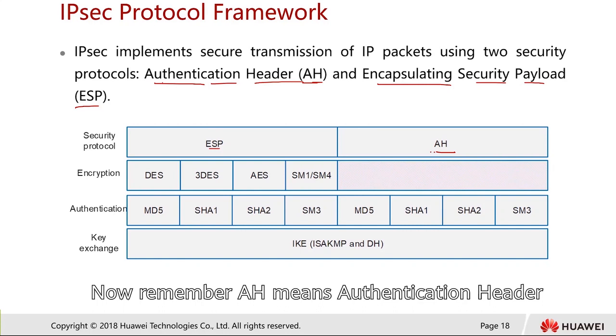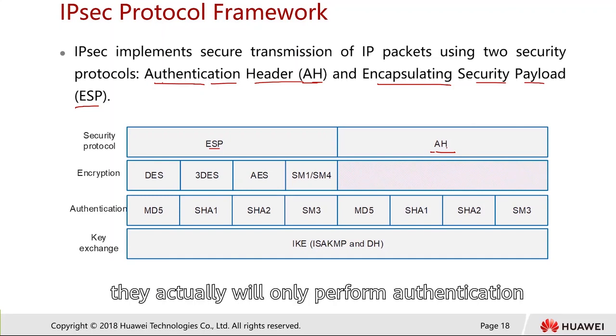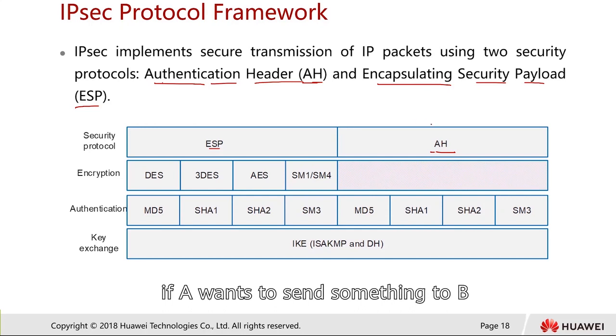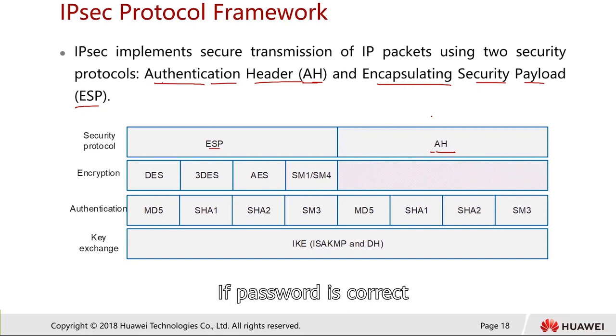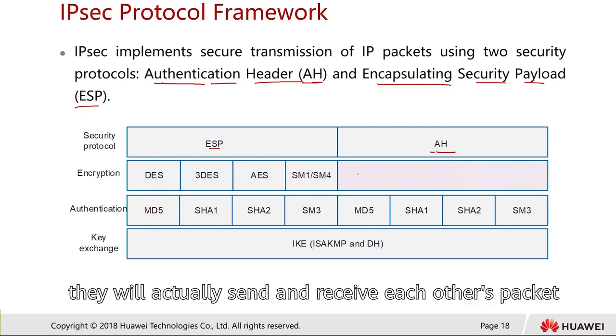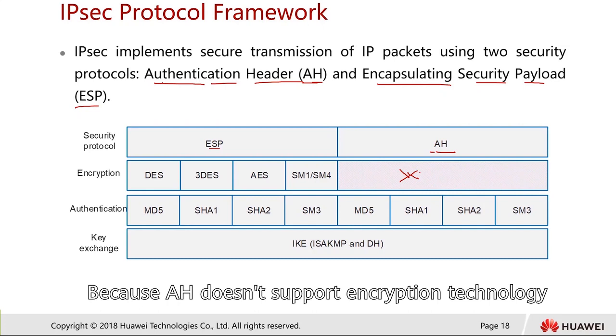Now remember, AH means Authentication Header, so that means this kind of IPsec configuration will only perform authentication. If A wants to send something to B, they will first perform the authentication. If the password is correct, then they will send and receive each other's packets. But during the transaction, the packet is not encrypted. Why? Because AH doesn't support encryption technology.